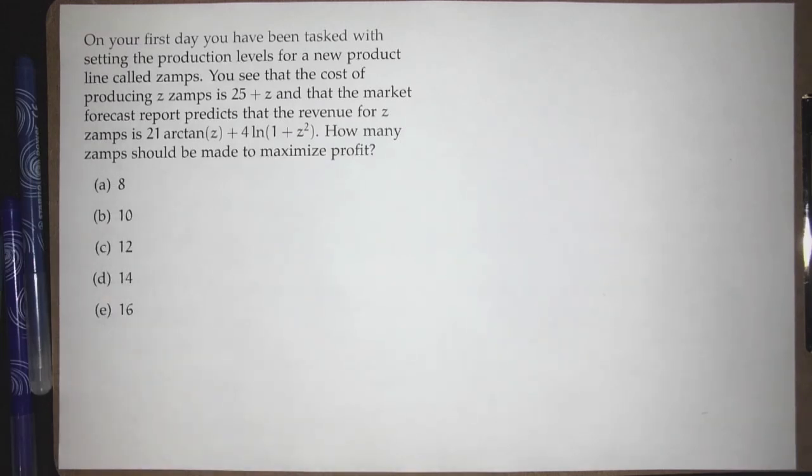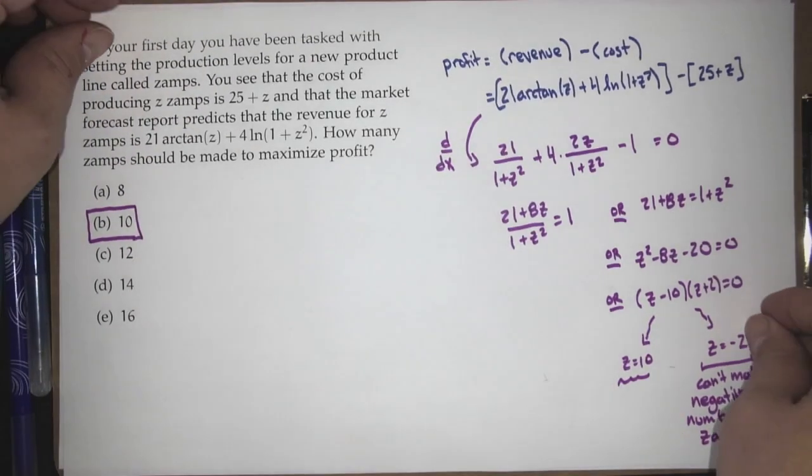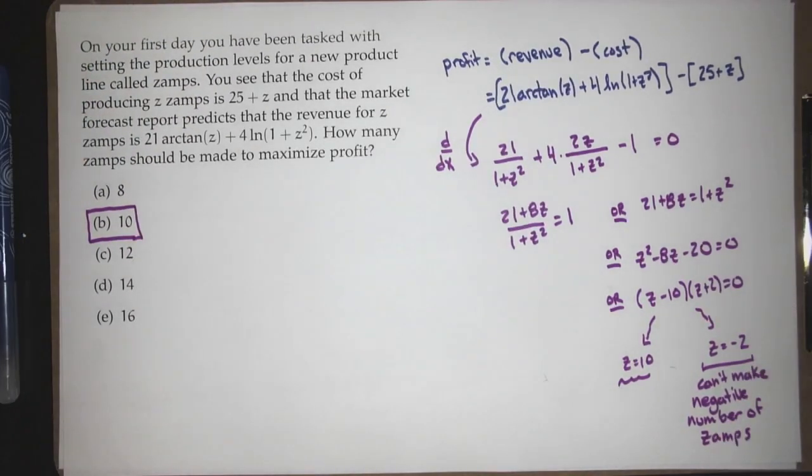All right, that's why we're here, making money. So our options are 8, 10, 12, 14, or 16. The answer is? 10. Wow, that was quick. You are correct. The answer is 10. Nice. All right, so how do you do this?